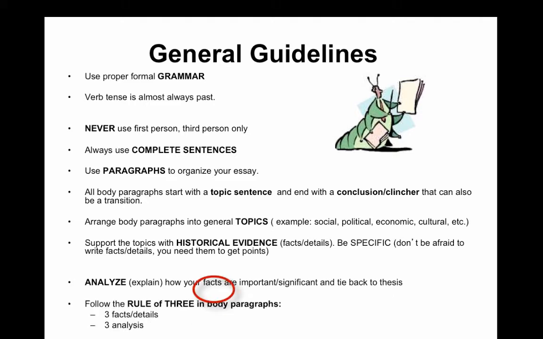And then the rule of three in the body paragraphs we'll talk about more, but essentially if you want to get an A+, you have to support your thesis with at least 3 facts or details and 3 points of analysis to back those up. In a comparative essay, it would be 3 direct comparisons per body paragraph with analysis to back those up.